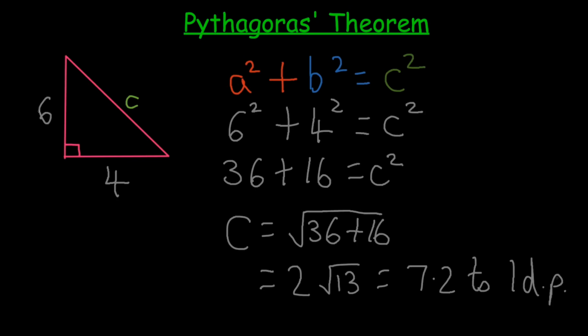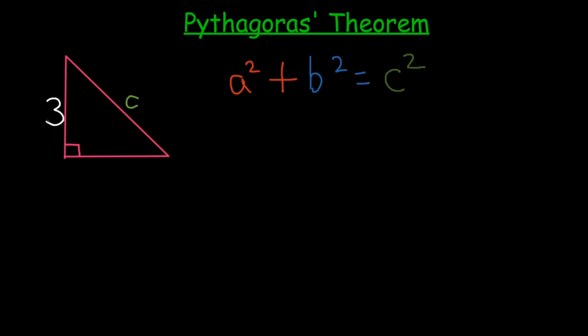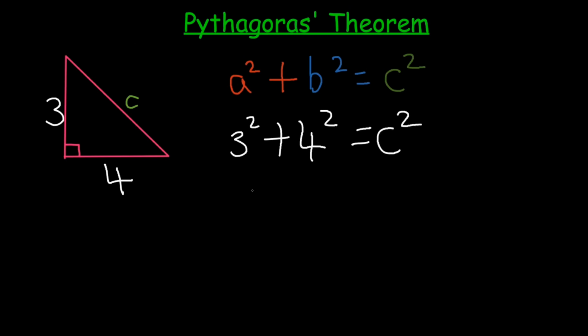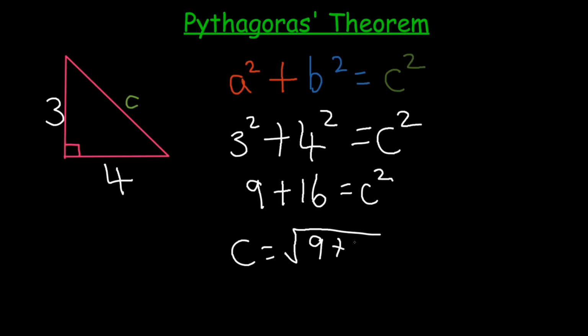Let's do another one. Let's say this side is 3, this side is 4, then side length 3 squared plus 4 squared is equal to the hypotenuse squared. Let's do these calculations. 9 plus 16 is equal to C squared. So C is equal to the square root of 9 plus 16, which is equal to 5. Exactly 5. That's lovely, isn't it?